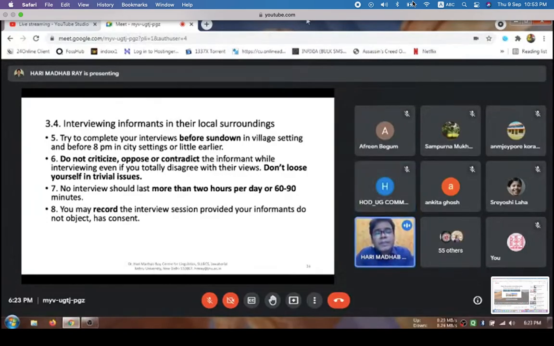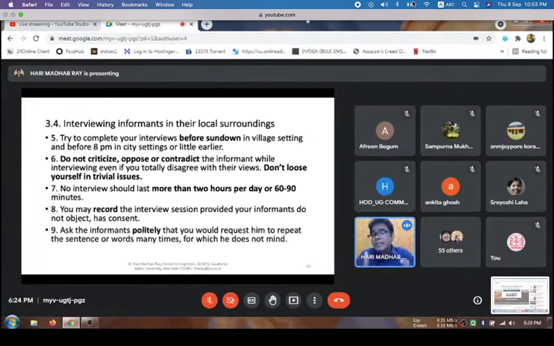And also talking about the record, you need to record the interview session, provided your informants do not object and have given consent for this. So try to understand that without the informant's consent, you should not record it. At least before recording, you should say, yes, for this I would like to record, so do you object or do you have the consent? Then you can go ahead. So this part you need to remember. Don't do it in a hidden manner. So this is one part.